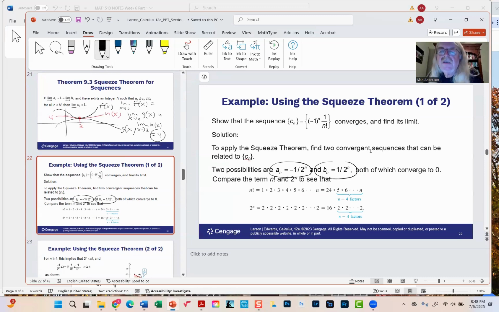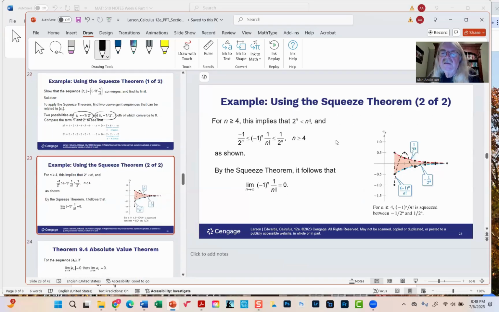And so what they recommend we do is show that because an and bn both converge to zero, this one must also converge to zero too, because it's always in between the two. And so this is what it looks like in the graph. And by the way, it's okay if in the beginning the middle function sometimes goes outside the two. As long as there's some point after which it always stays in between, then it will have the same limit.